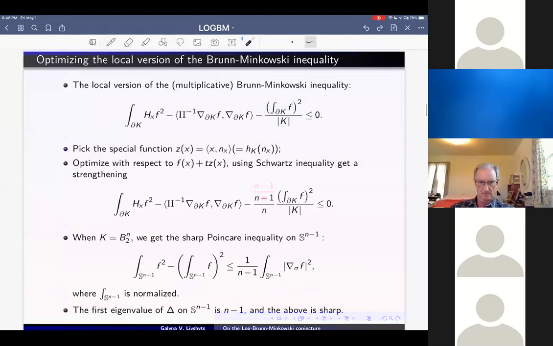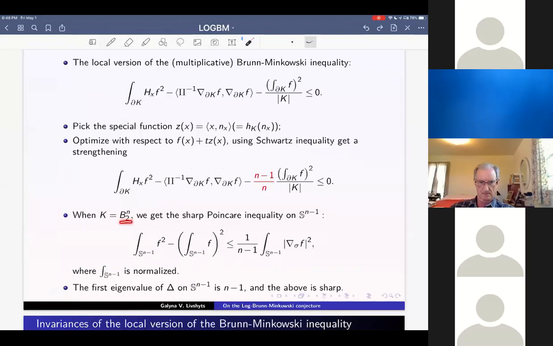The interesting thing here is that if K is a unit ball, then we plug everything in. Of course, for the unit ball, the second fundamental form and curvature are very nice things. And what we get here is just the Poincaré inequality on the sphere. There's a constant 1 over n minus 1, which is sharp. It's the first eigenvalue of the Laplacian of the sphere, it's n minus 1. So Brunn-Minkowski, what we arrived at here, yields the sharp Poincaré inequality on the sphere, which is very nice. Again, it's a pretty simple proof of the Poincaré inequality.